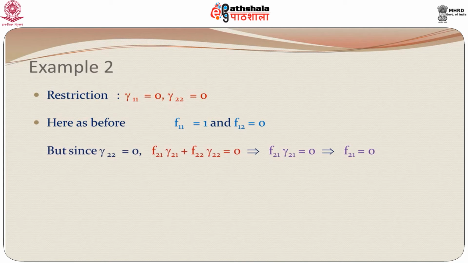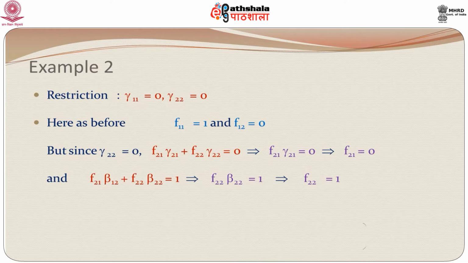Look at the condition of the second equation. We have gamma 22 equal to 0, that is the fourth element in the second row in the A matrix is 0, which means the fourth element in the second row of the FA matrix must also be 0, which is F21 gamma 21 plus F22 gamma 22 is equal to 0. But then since gamma 22 is 0, F21 gamma 21 must be equal to 0, but gamma 21 is not 0 and hence F21 is 0.